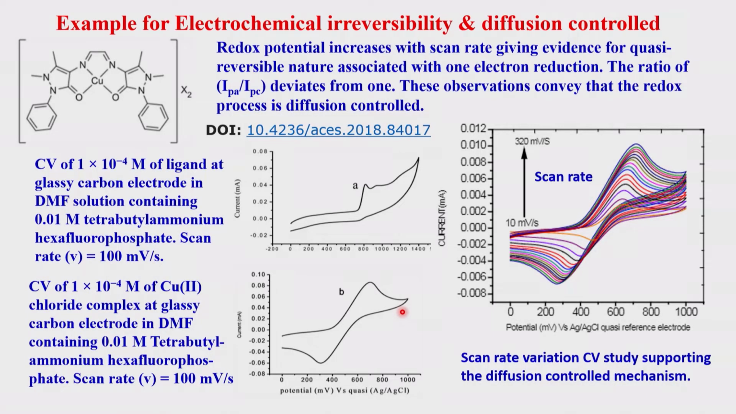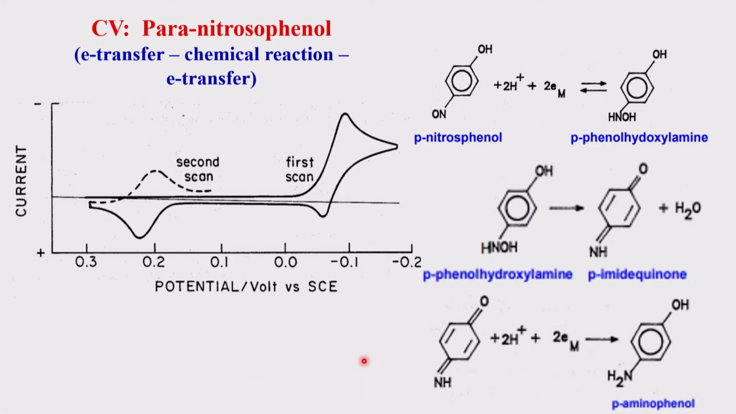I hope that is clear to you. By changing the scan rate, you can find what kind of reaction it is, and why this is irreversible: because of the diffusion control kind of process that is happening. Okay, that was the inorganic example. We can take even an organic level example.